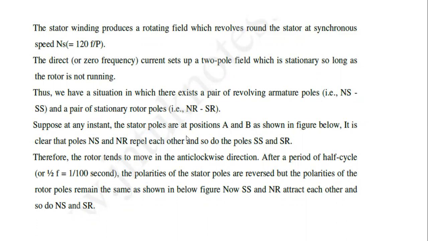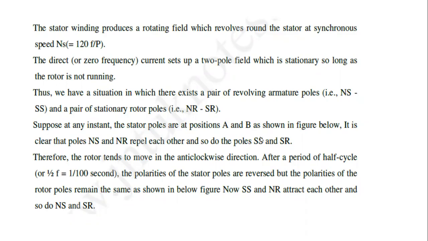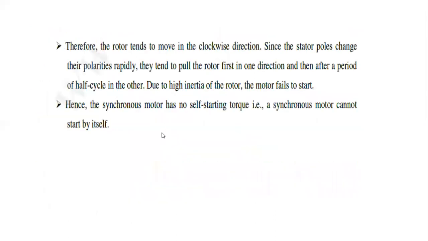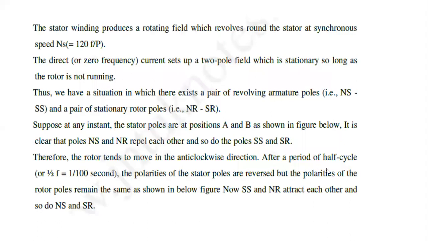Suppose at any instant the stator poles are at positions A and B. It is clear that poles NS and NR repel, because the same poles repel each other and opposite poles attract each other, as can be observed in this figure. Therefore, only a small rotation is obtained in the machine.